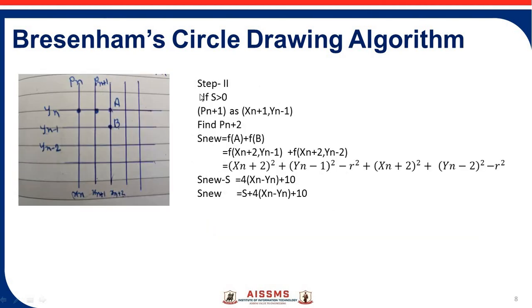In step 2, if the S value is positive, then pn plus 1 is xn plus 1, yn minus 1. Find out pn plus 2. The S(n+1) calculation here is done with the help of the circle formula on vertex A and vertex B. After simplification, we get S(n+1) equal to S plus 4 times (xn minus yn) plus 10.